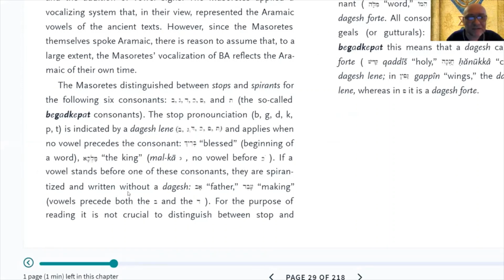If a vowel stands before one of these consonants, they are spirantized and written without a dagesh. So, for example, av for father and aved, making. That's right. Vowels precede both the bet and the dalet. For the purpose of reading, it is not crucial to distinguish. Let me get this back down.